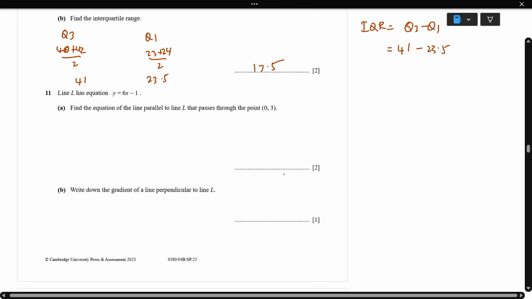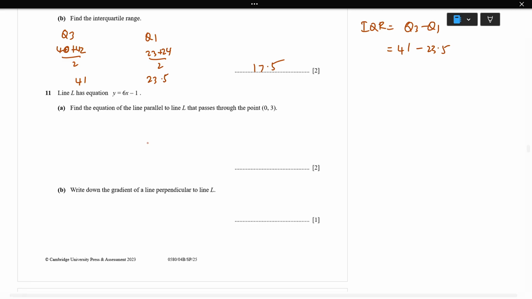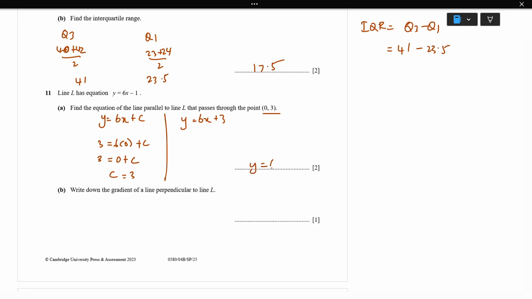Next, question 11. The line L has equation y equals 6x minus 1. Find the equation of the line parallel to L that passes through the point. A parallel line has the same gradient, so the new equation is going to be y equals 6x plus c. Now passing through the point (0, 3): 3 equals 6 times 0 plus c, which is 3 equals 0 plus c, c equals 3. So just substitute into the equation: y equals 6x plus 3. That is the answer, y equals 6x plus 3.